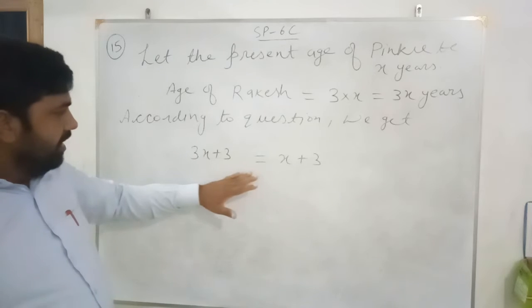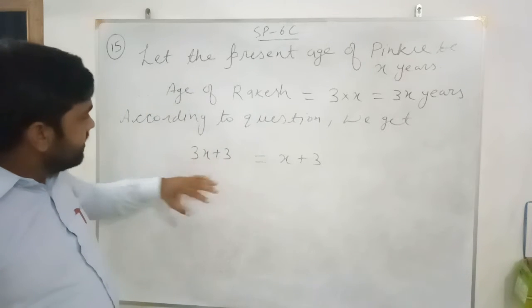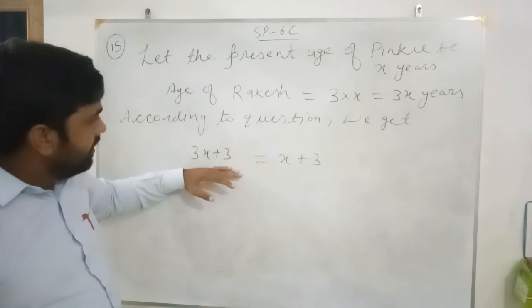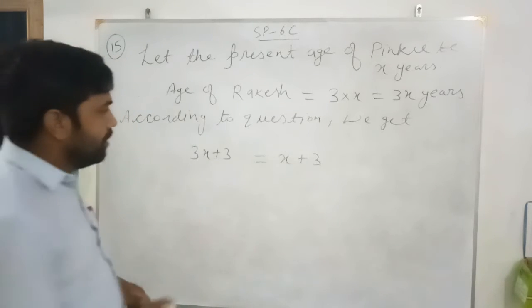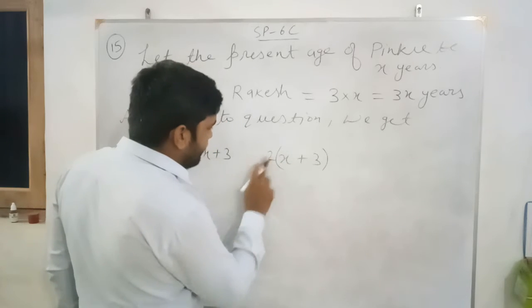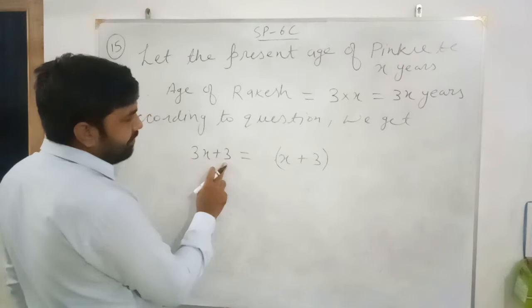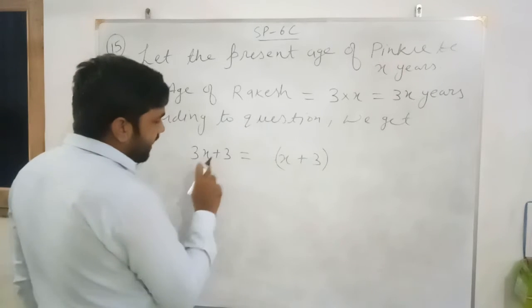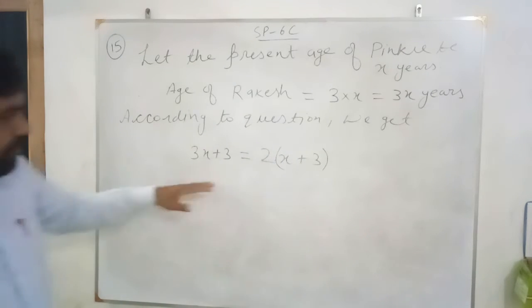The relation is that after 3 years, Rakesh's age will be 2 times his brother's age, that is Pinku's. So Pinku's age is x plus 3, so it's 2 times. So the equation will be that Rakesh's age is 3x plus 3 after 3 years, and that age is 2 times his brother Pinku's age. So now we have got the equation.